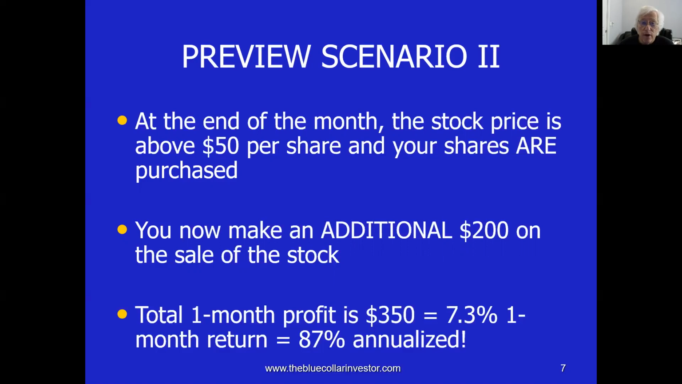We first generated $150 on the sale of the option. Then we generated an additional $200 on the sale of the stock. We bought it at $48 and sold it at 50 times 100. That represents a total one month profit of $350 or a 7.3% one month return. Now, if we were to annualize that, it would come out to that ridiculous number at the bottom of the screenshot, 87% annualized.